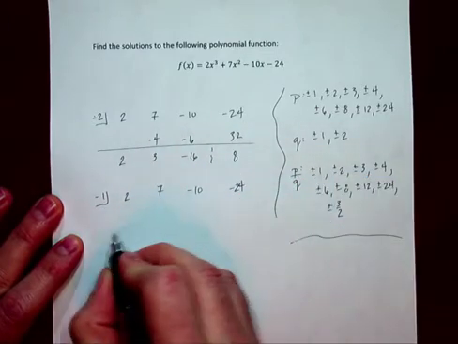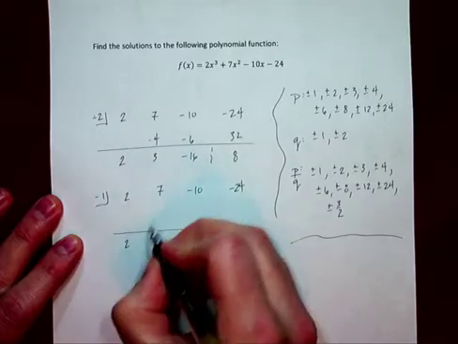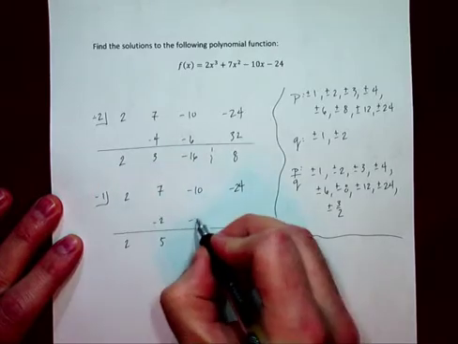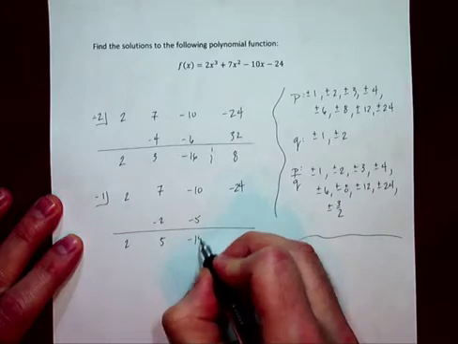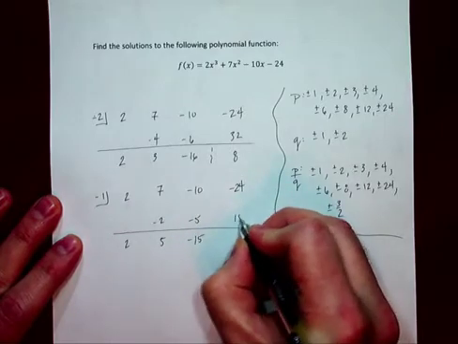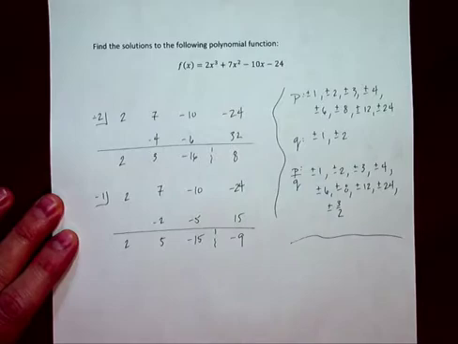Okay, so we have 2. Times negative 1 is negative 2, it's 5. That gives you negative 5. That gives you negative 15. And that gives you positive 15 and negative 9.